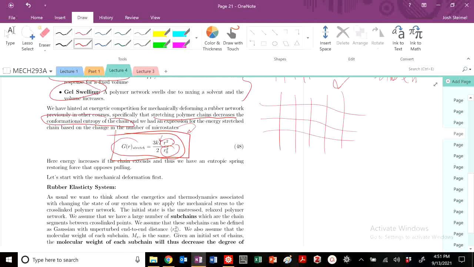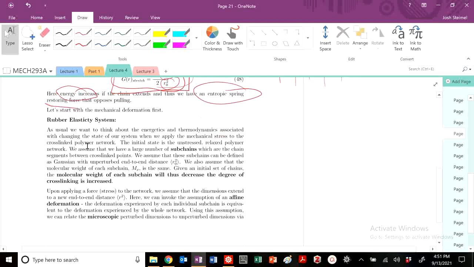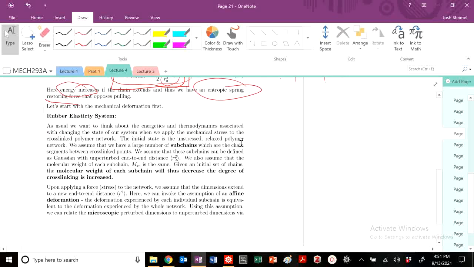Same idea holds. As I stretch my polymer, my Gibbs free energy increases. That's not good. As I stretch my polymer, I decrease the conformational entropy of my chain, and my free energy increases. That is the energy component that tries to restore, so it opposes pulling. So as I pull on the material, my free energy increases, my conformational entropy decreases, and thus I'm going to have this entropic spring-like restoring force that opposes pulling, and that is the origin of the elasticity. We'll describe our rubber elasticity system next, and then we'll get into a fun derivation.